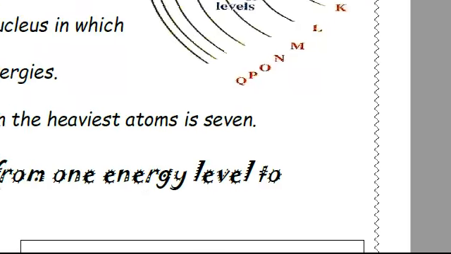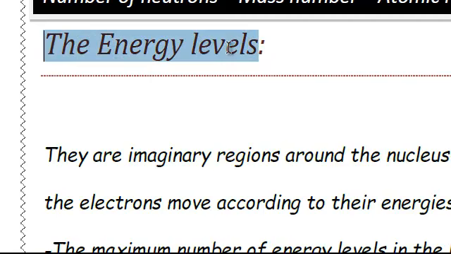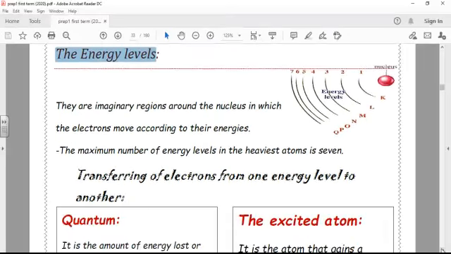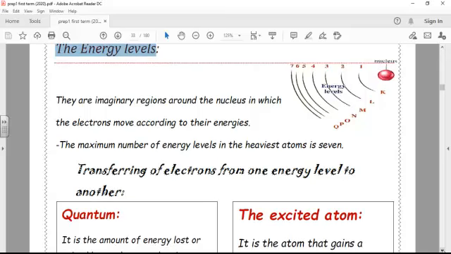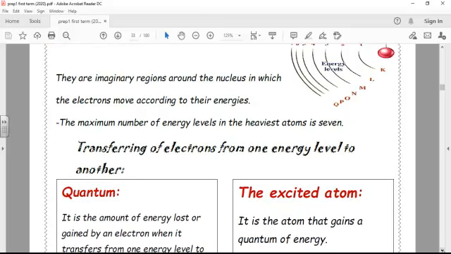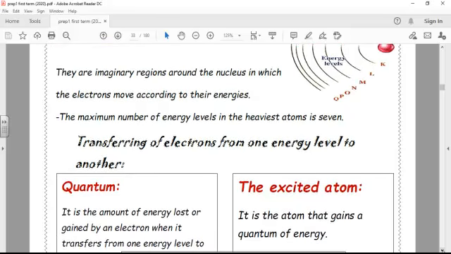They rotate around the nucleus at high speed in imaginary regions. We call them energy levels or orbits or shells. There are 7 energy levels, as you can see here: K, L, M, N, O, P, and Q. Each one has a specific number of electrons, and if each electron rotates around the nucleus in its original energy level, we call the atom to be in the ground state.